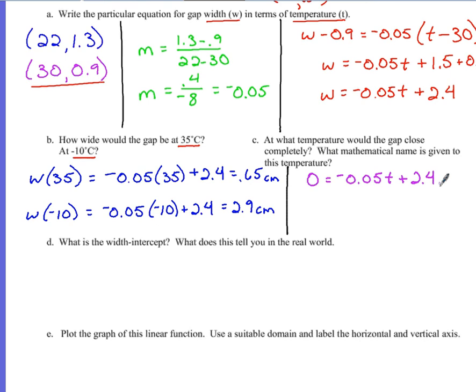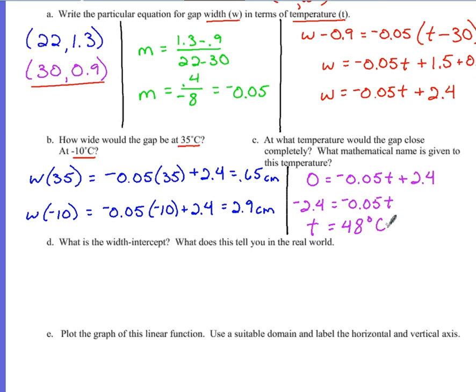Solving for T, my temperature here, subtract the 2.4 over. That equals negative 0.05 T. Divide both sides by that negative 0.05. Temperature is going to come out to be, when you do that calculation, I ended up with 48 degrees Celsius. So that would be the temperature when the gap is closed completely.